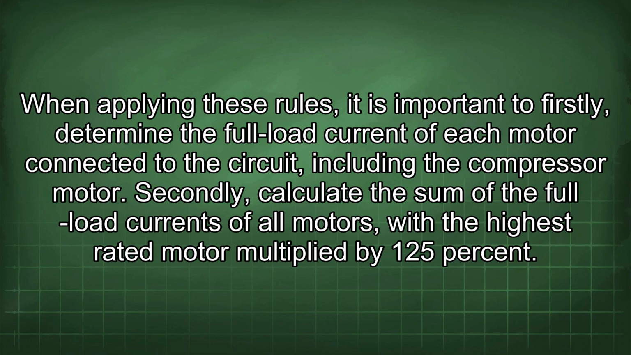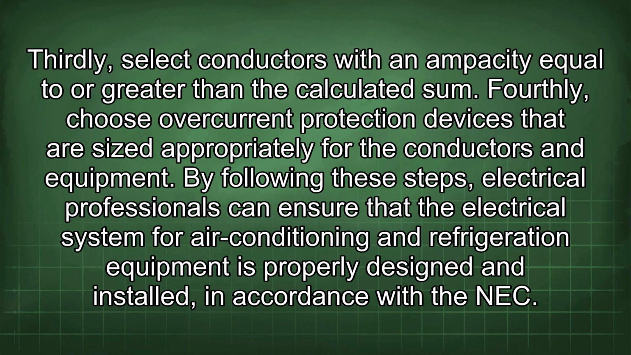When applying these rules, it is important to firstly determine the full load current of each motor connected to the circuit, including the compressor motor. Secondly, calculate the sum of the full load current of all motors, with the highest rated motor multiplied by 125%. Thirdly, select conductors with an ampacity equal to or greater than the calculated sum. Fourthly, choose overcurrent protection devices that are sized appropriately for the conductors and equipment. By following these steps, electrical professionals can ensure that the electrical system for air conditioning and refrigeration equipment is properly designed and installed in accordance with the NEC.